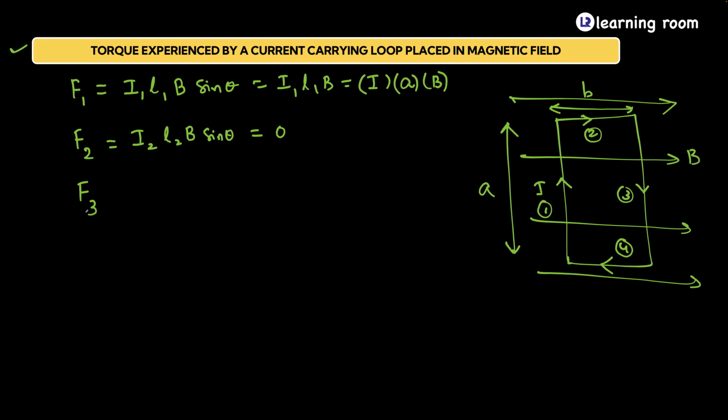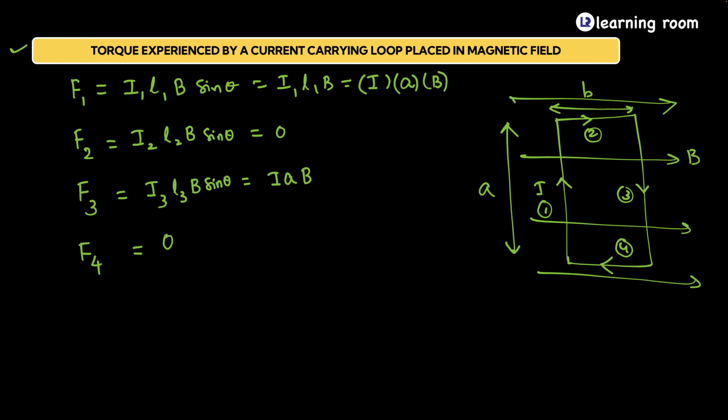So what about the force experienced by the third conductor? I3 into L3 into B into sine theta. What is it going to be? It is I into this distance, which is A, into capital B sine of 90 again, because this is the direction of current and this is the direction of magnetic field. So it is going to be IAB. Then what about the force experienced by the fourth conductor? The fourth conductor will be 0 again, because the angle between the L vector and B vector is 180. Right? It is going to be 0.